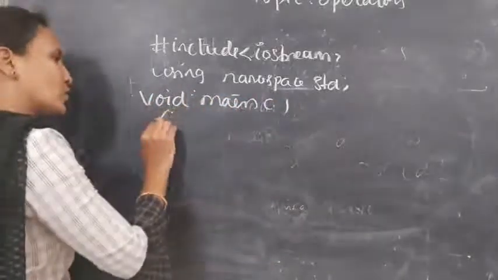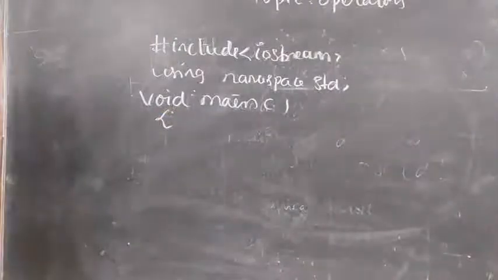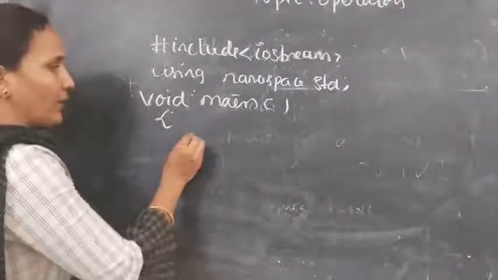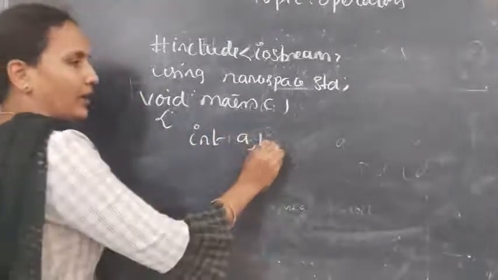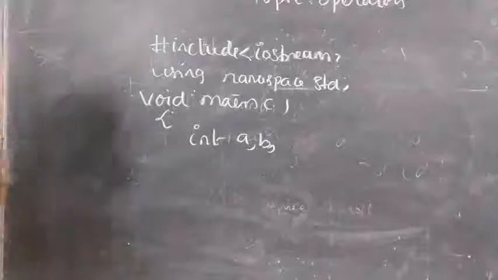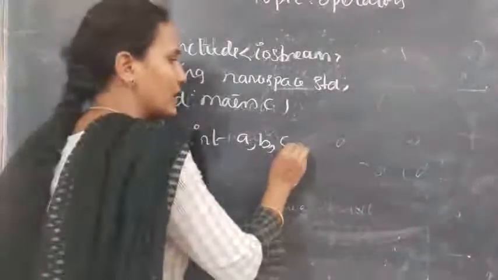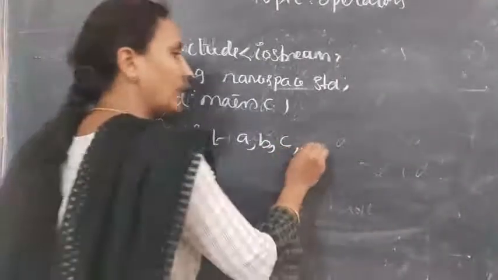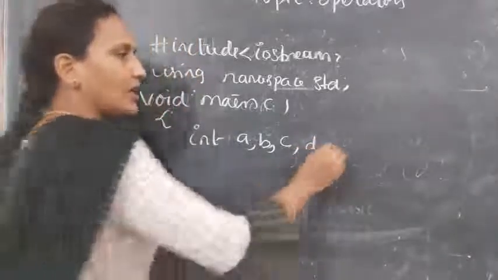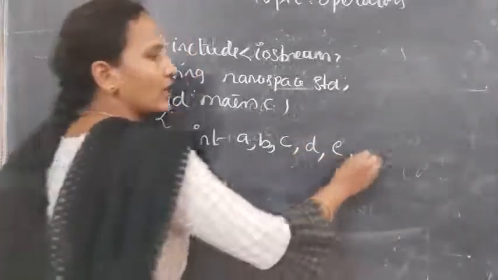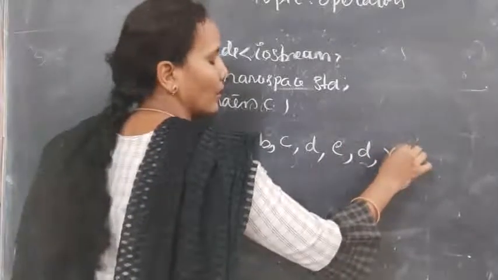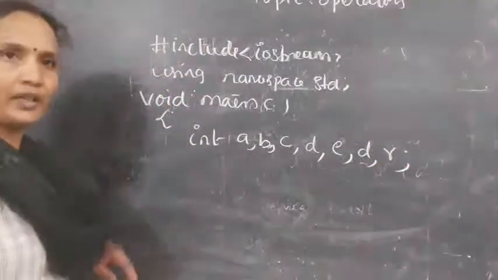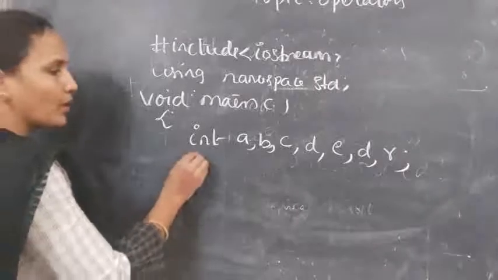Now as usual it is a function. Open the braces. Next here I am giving int a, b, a value, b value, because I need operands. So now c for storing an addition, d for storing a subtraction result, and e for multiplication, and d for division, and r for a quotient, modulus. These variables are declared. So after declaring the variables, now values are not there, no?